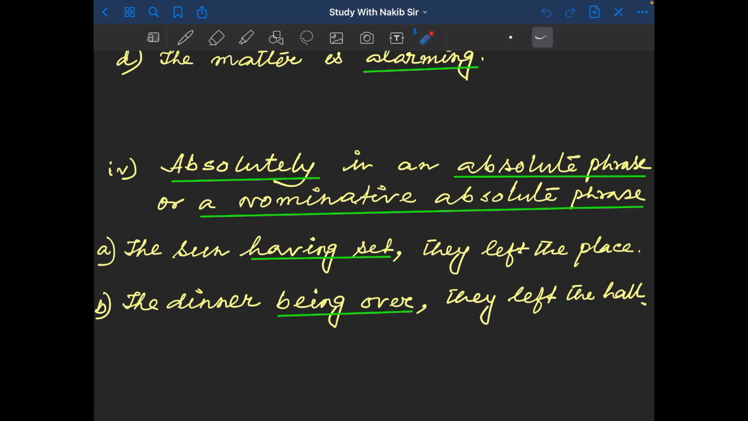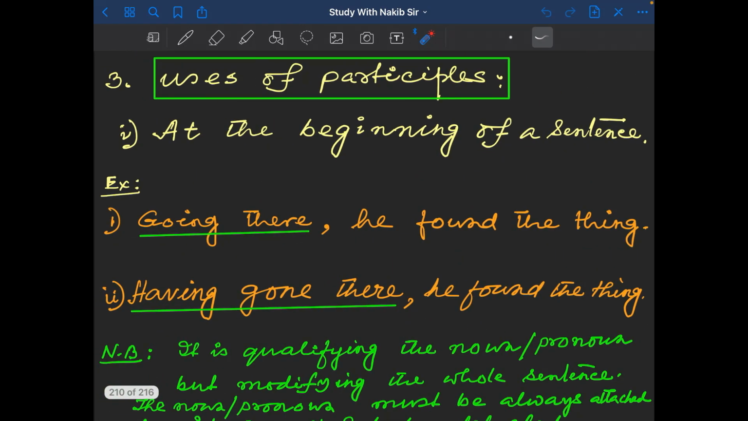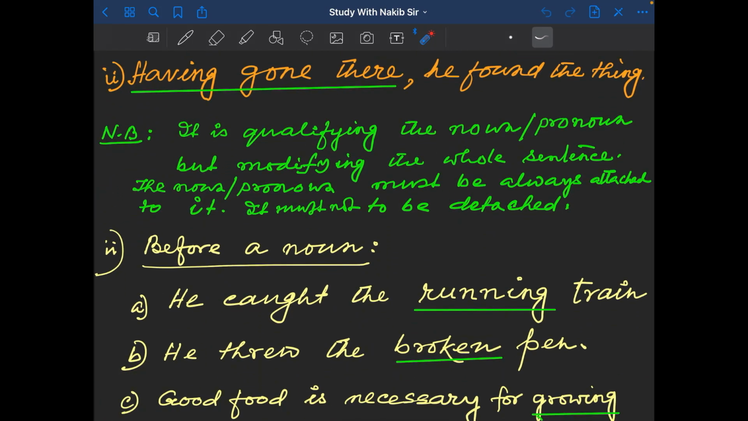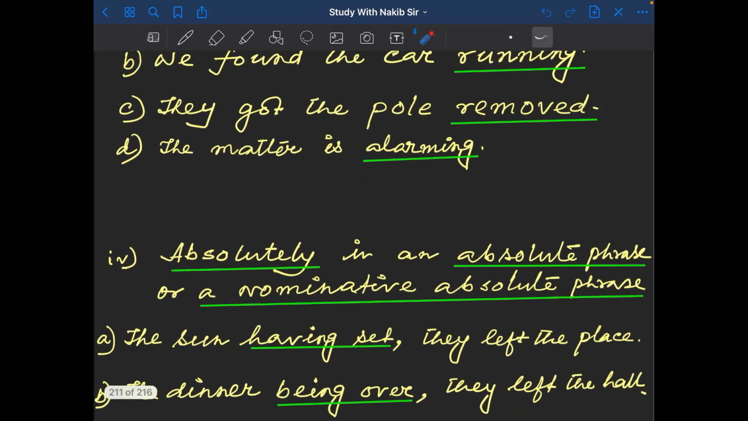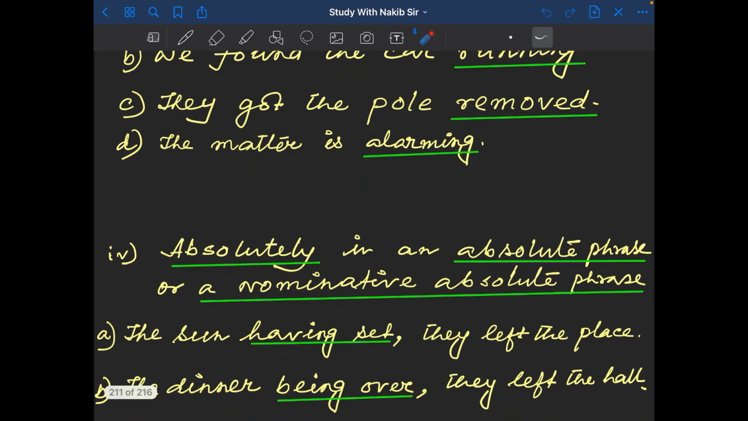Okay, so participles are used in four ways. Number one, at the beginning of a sentence. Number two, participles are used before a noun. And number three, participles are used at the end of a sentence. And number four, participles are used absolutely in an absolute phrase or in a nominative absolute phrase.